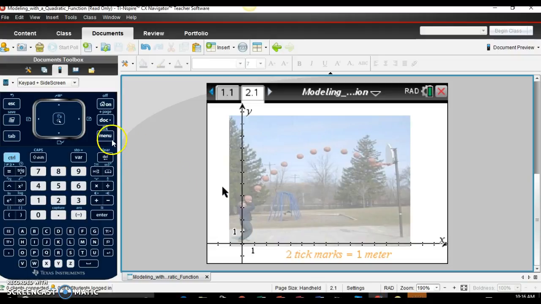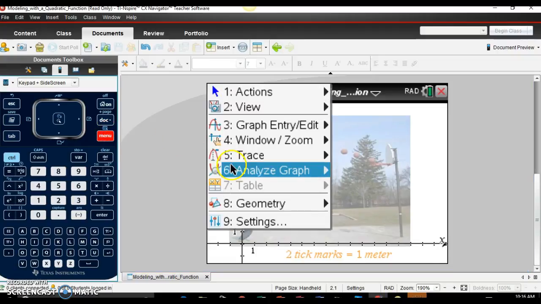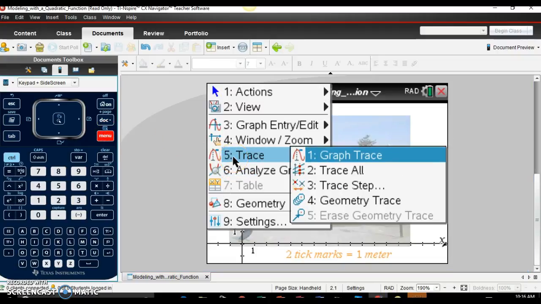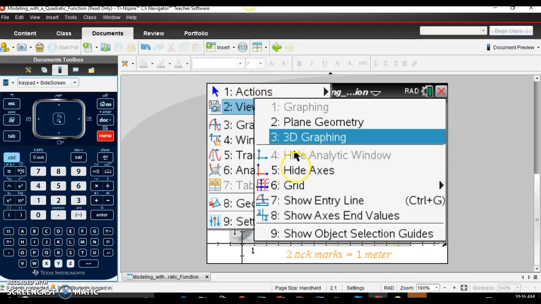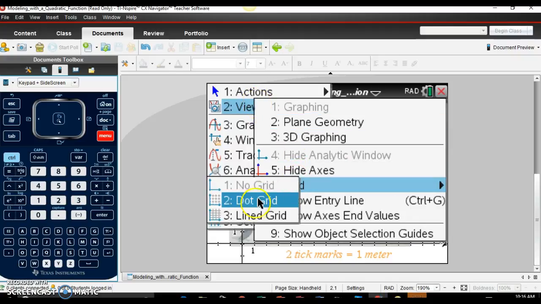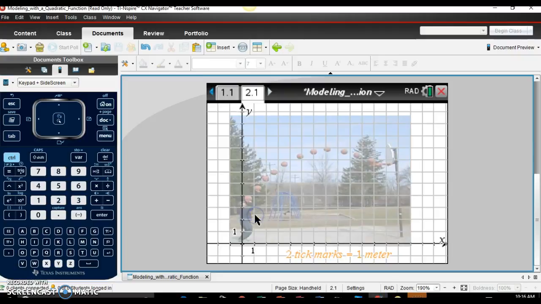So I'm also going to show you how you can add a coordinate grid. You go to view, go to grid, and then you can add the interline grids. Okay, so now you can kind of see where the y-intercept is. You have the maximum value. You can tell what height the ball goes to, and there are lots of applications that you can apply here.